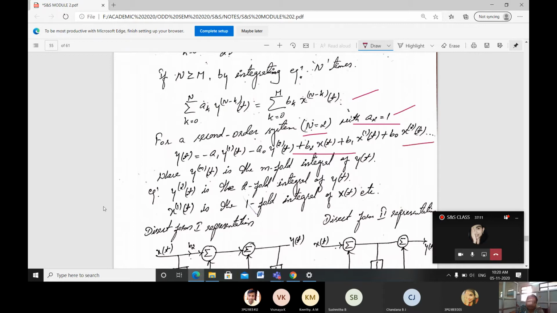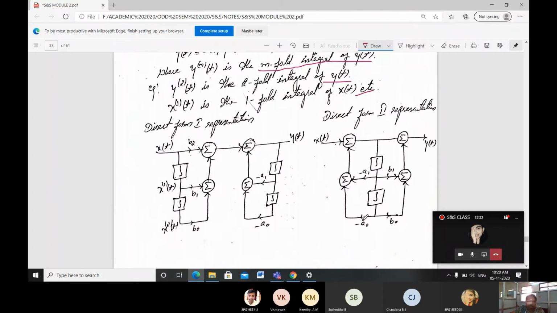t. Here y m of t is the m-fold integral of y of t, so y power 2 of t means 2-fold integral of y of t, and x1 of t means 1-fold integral of x of t. It's going on like this.